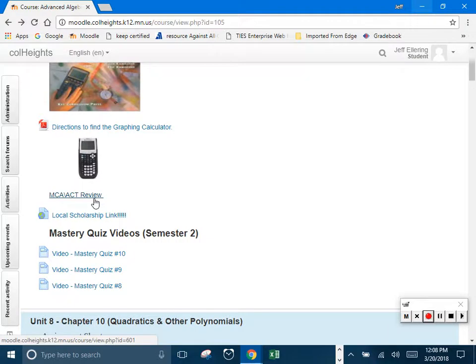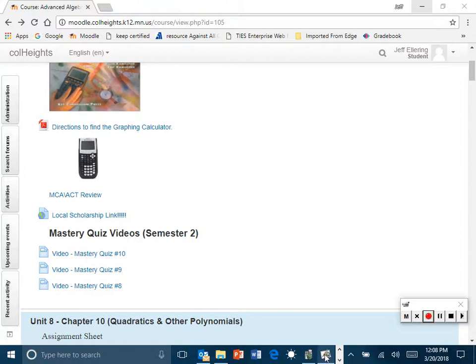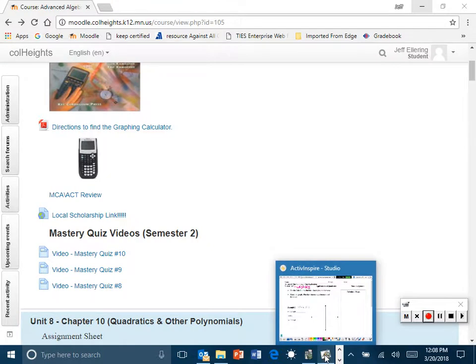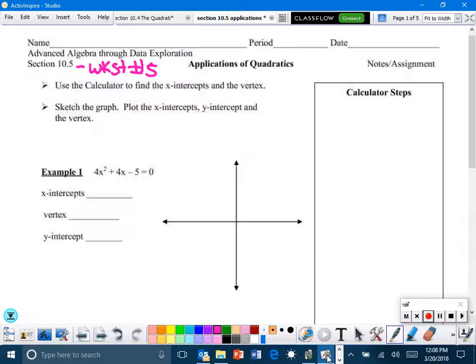So let's get rolling. Again, you're going to need the calculator, and you're going to need to know how to do this on the test. Here we go. Use the calculator to find the x-intercepts and the vertex. Sketch the graph, plot the x-intercepts, y-intercept, and vertex.